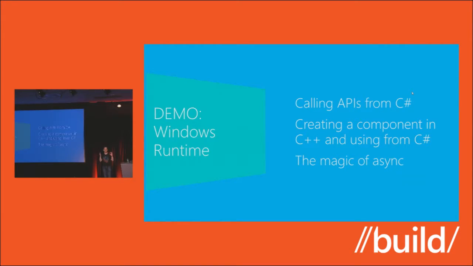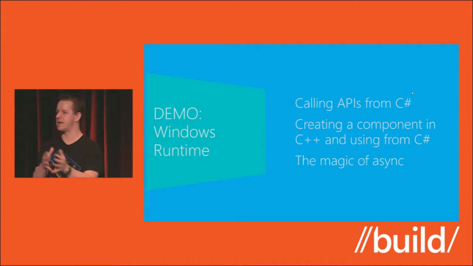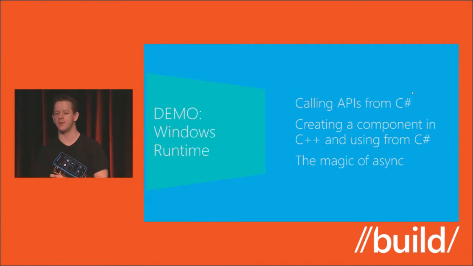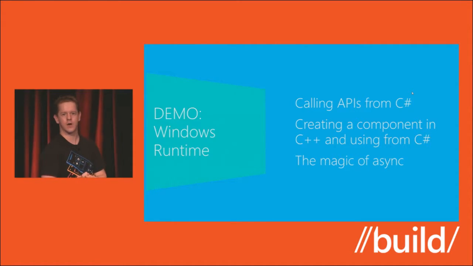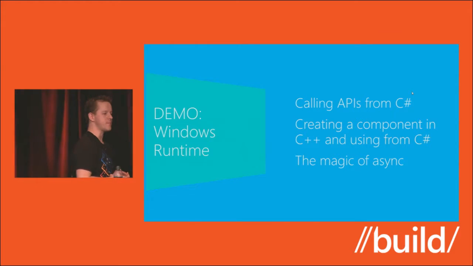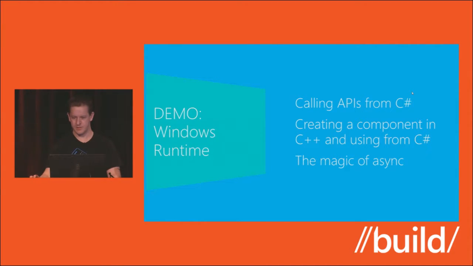We'll then create a component in C++ and use it from C#. This will be that financial analysis app again, where that native C code I had is now working in a Windows Phone app. And then we'll look at solving one of the performance issues in that old code by moving it to the awaitable asynchronous model. So let's switch to Visual Studio again.